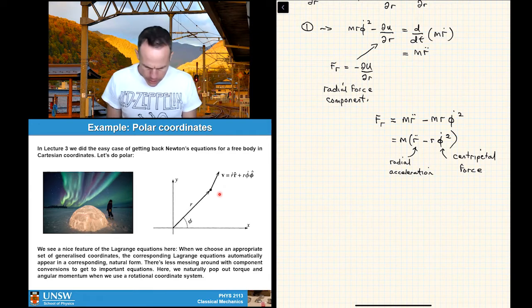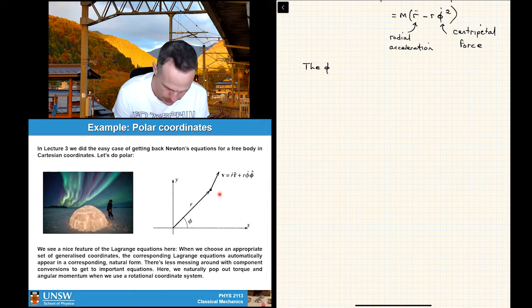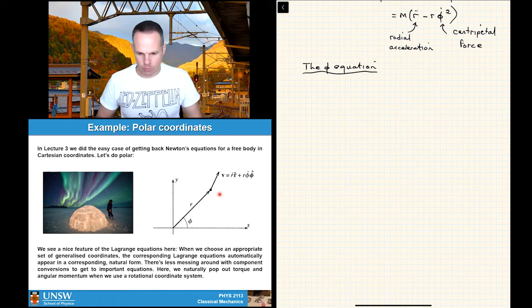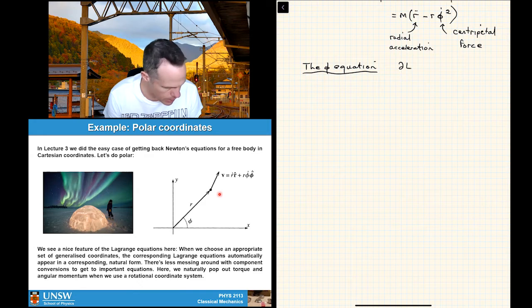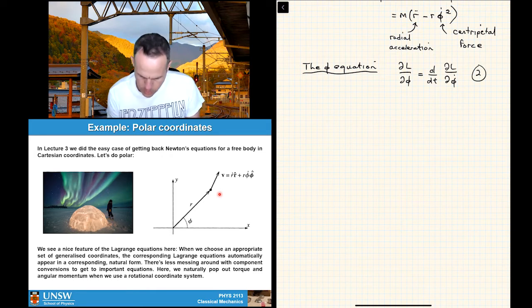Okay, so that's one half. The other half in here is we need to deal with the Phi equation. And the Phi equation is similar. You've got dL/dφ equals d/dt of dL/dφ dot. Let's call this one 2 for the moment.